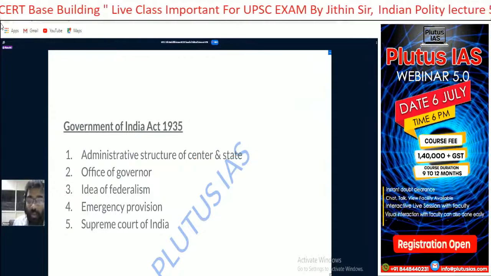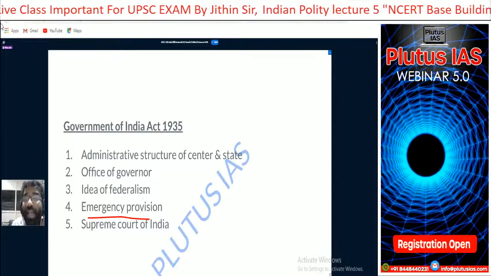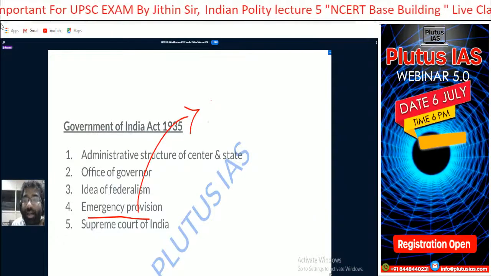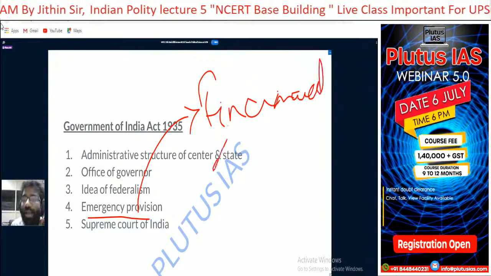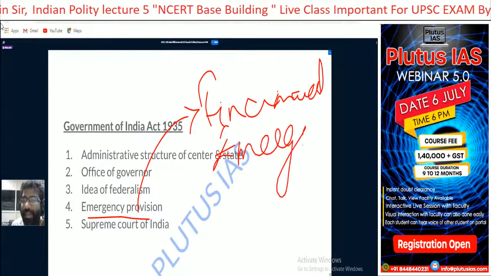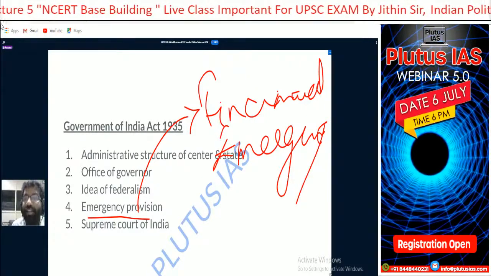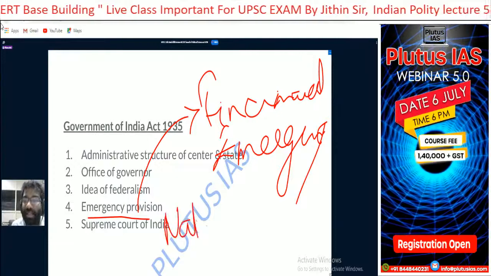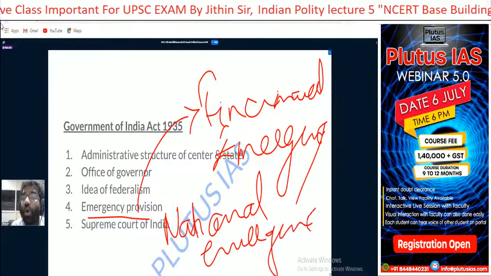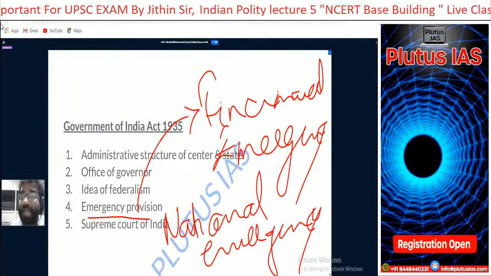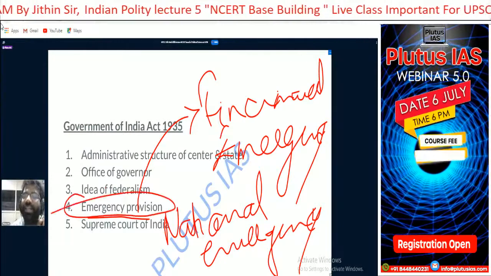Now, the fourth provision, emergency provision. On what grounds can emergency be implemented in the country? Financial emergency, national emergency. I will teach emergency separately, but I'm telling you on what grounds emergency can be implemented in the country. This is also taken from the Government of India Act 1935.